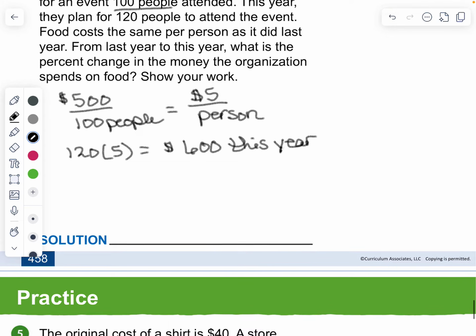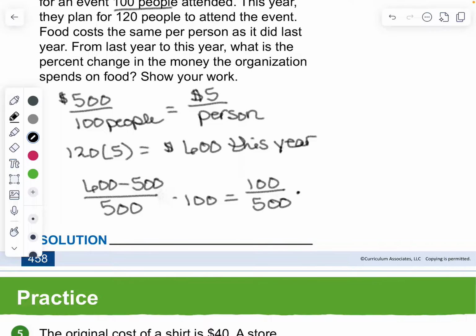We had to do that to be able to do what we really need to do from last year to this year. What is the percent change in the money the organization spends on food? So last year was 500, that's our original. This year is 600 minus that 500 times 100. 600 minus 500 is 100. And so that means there's a 20% increase.